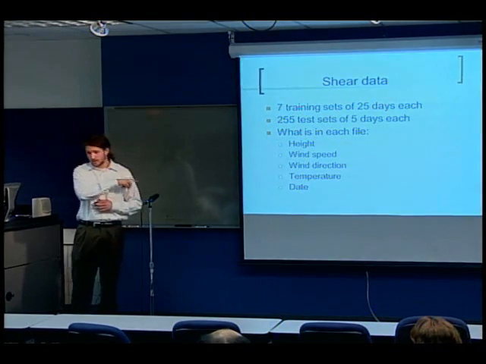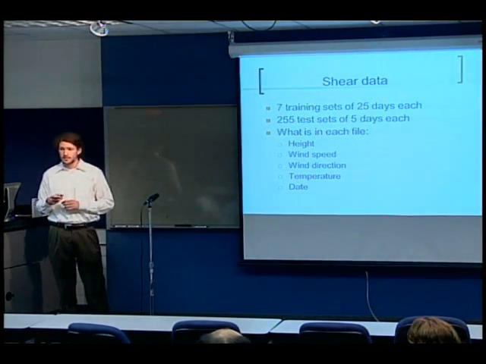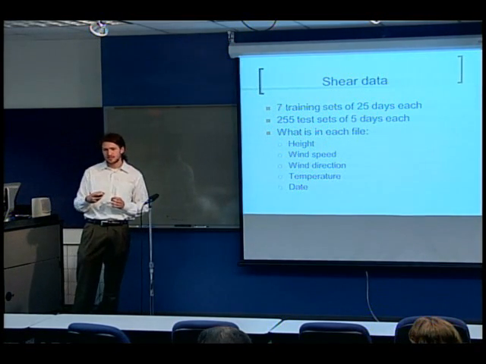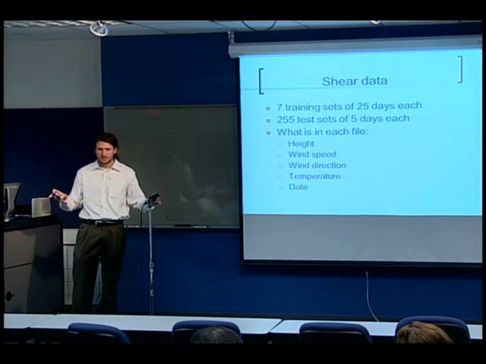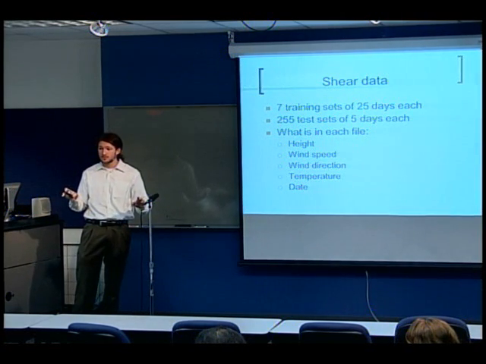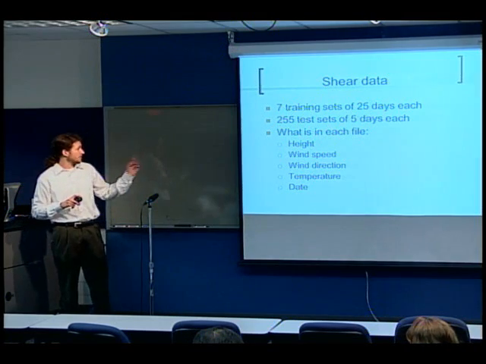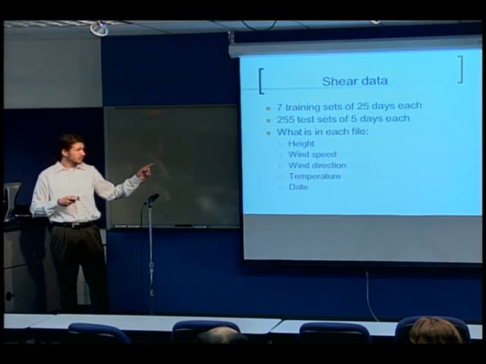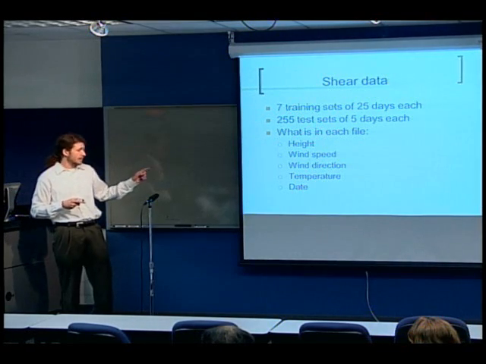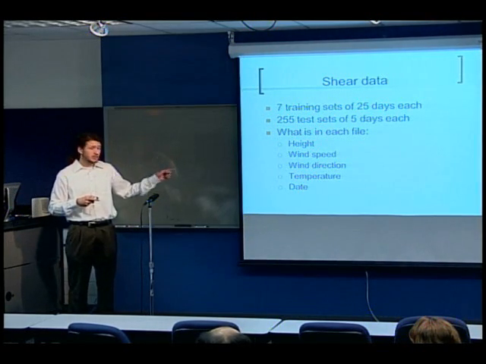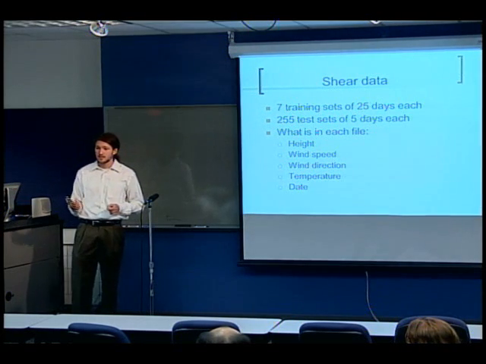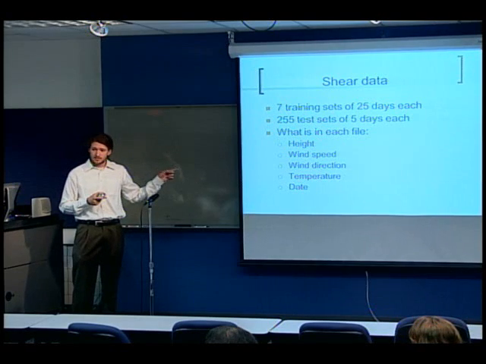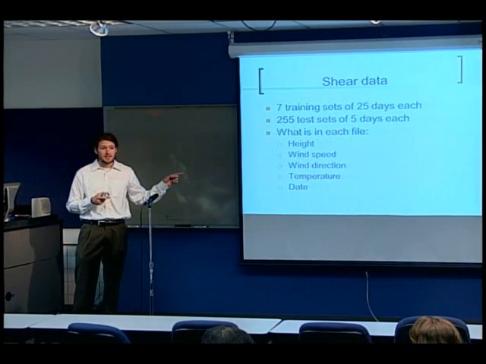In the shear data, just to give you an idea, we have seven training sets, 25 days each. It's training in the sense that there are no errors in this data except for icing, so you can use it to identify where icing has occurred. In each file, we have the altitude, wind speed, wind direction, temperature, and date. For wind speed, wind direction, and temperature, they give you four statistics: mean, min, max, and standard deviation, gathered every 10 minutes.